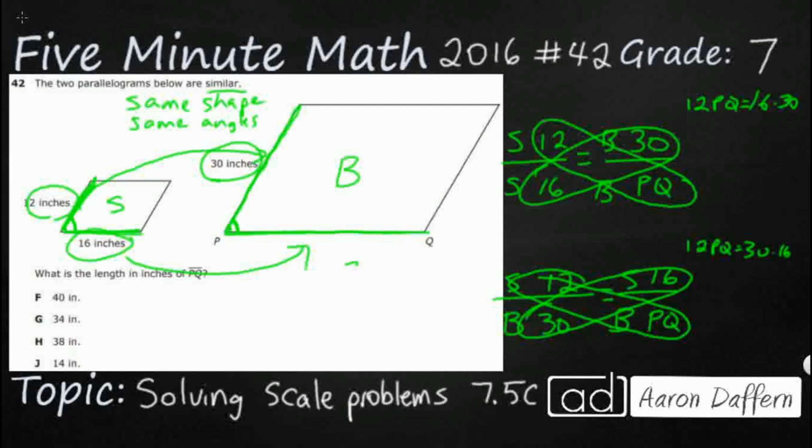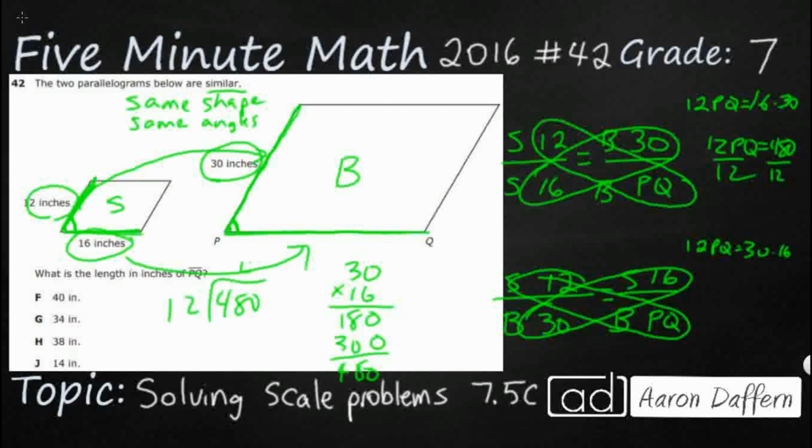So let's figure out what is 30 times 16. That's 0, that's 18, that's 30. All right, so 480. So I've got 12 times PQ equals 480. Divide both sides by 12, we get our PQ. So 480 divided by 12, that goes in there 4 times, 48. Have to bring that down, make sure we get that 0, and we're good. So our answer here is going to be F, 40 inches.